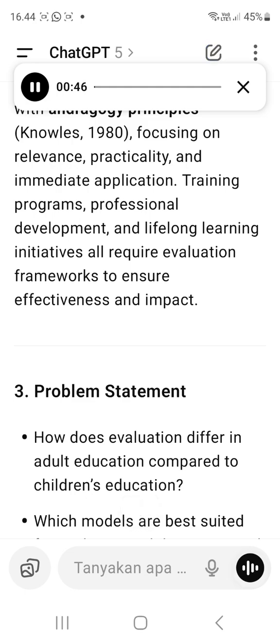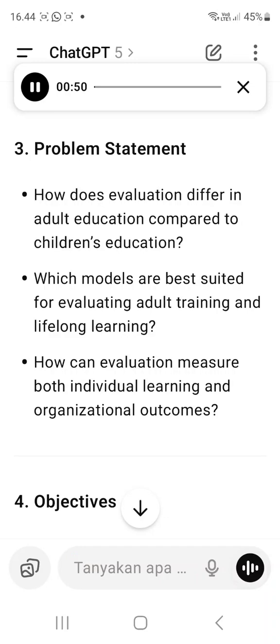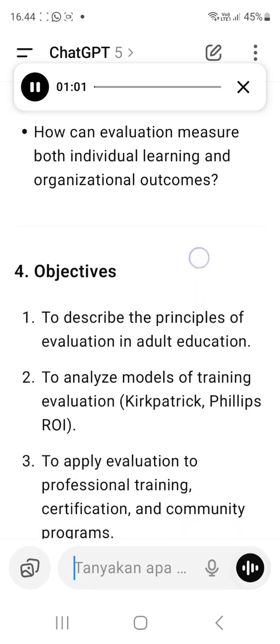3. Problem statement. How does evaluation differ in adult education compared to children's education? Which models are best suited for evaluating adult training and lifelong learning? How can evaluation measure both individual learning and organizational outcomes?